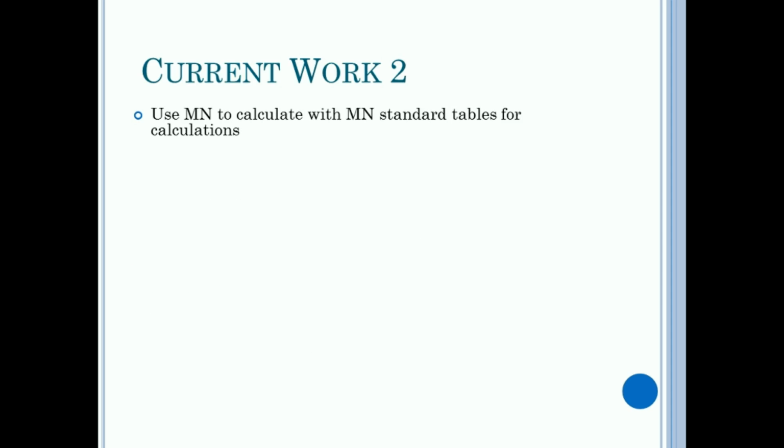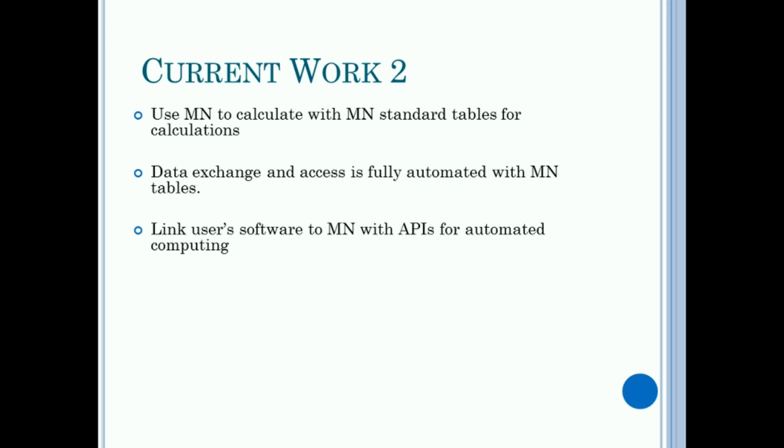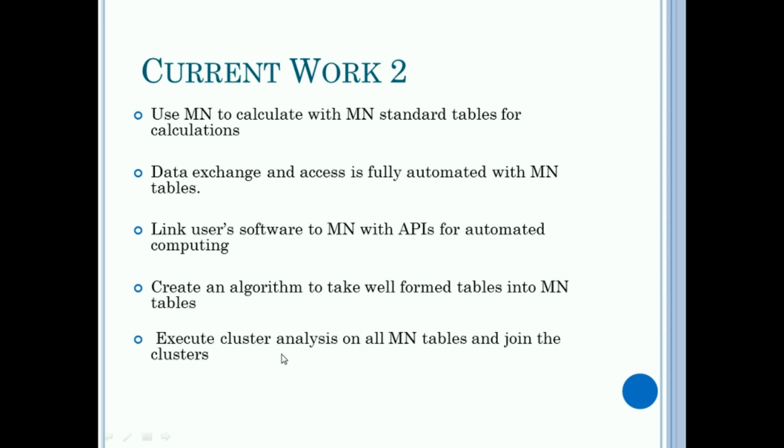We're going to use our MetaNumber with standard tables for these calculations, and we can also do data exchange, and that's already available and useful to exchange data automatically as the computers can read MetaNumber tables with our software. We can link the user's software to MetaNumber with APIs for automated computing. That's so you can take your own software and put an application interface in that will link to the MetaNumber and automatically do the calculation. We're working to create an algorithm that will take these well-formed tables automatically into MetaNumber tables, execute the cluster analysis, and study the emerging supernet.